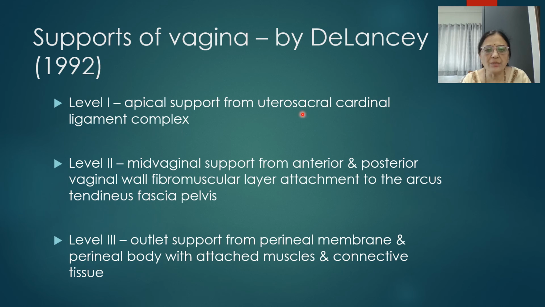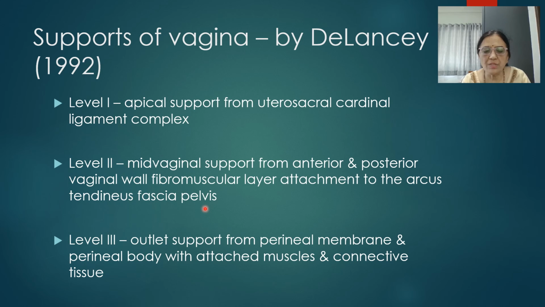These are the two ligaments, uterosacral ligament and cardinal ligament, which is also called as transverse cervical ligament or Mackenrodt's ligament. Level 2 support is at the mid-vaginal part of the vagina, at the middle one-third of the vagina, and it is provided from anterior and posterior vaginal wall fibromuscular layer attachment to the arcus tendineus fascia pelvis.